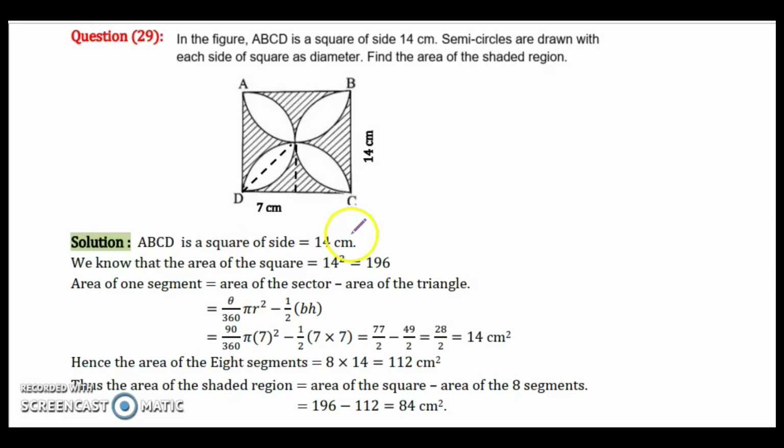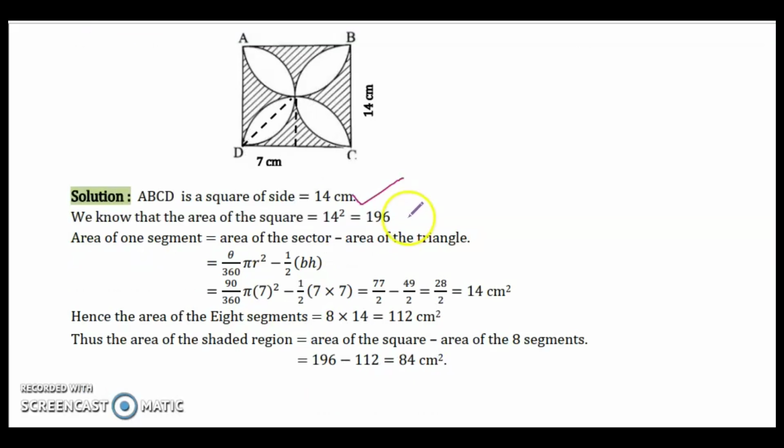Now let us move on to the problem. The area of the square with side 14 centimeter is 14 square, that is equal to 196. What is the area of one segment? This is the segment I am talking about, right? See here, this is the segment I am talking about now.